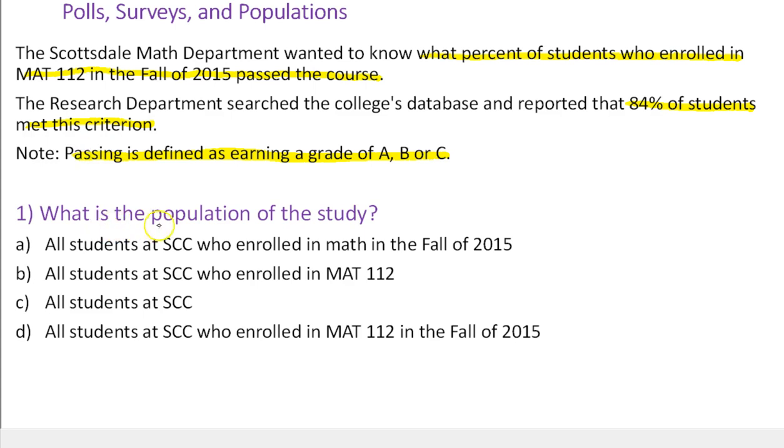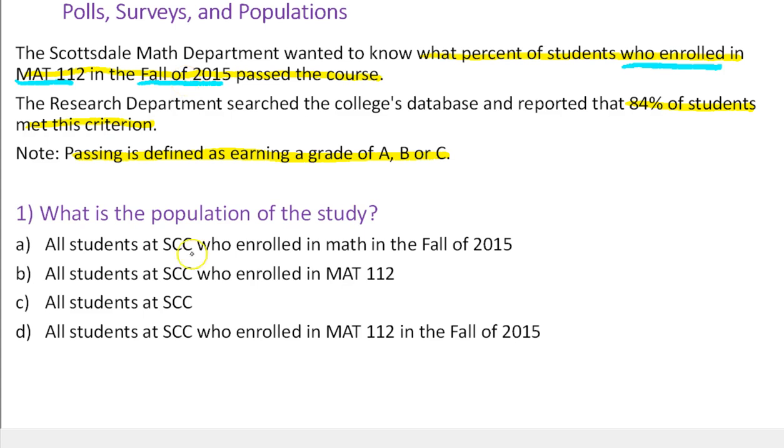Now our first question is, what is the population of the study? This is the group of people we're looking at. Ideally, we would like to look at every single person in this group. That's not always possible, but it may be. So what is the population? Notice up here, we want the students who enrolled in this specific course and in this specific year. Specifically, we want to know the percent that passed the course, but that's going to come into play later. So the population is anyone who enrolled in MAT 112 in fall of 2015.